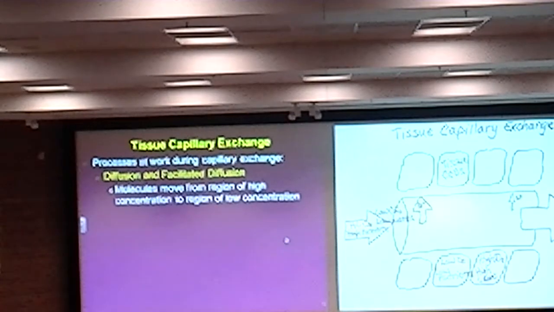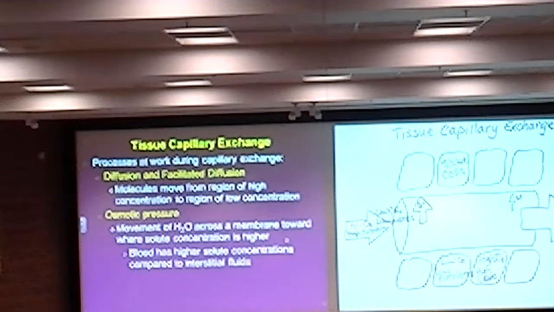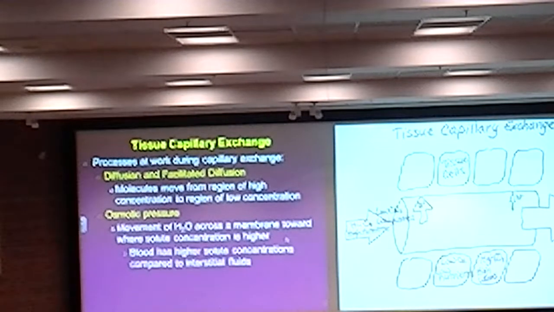Another force that can move things across membranes is osmosis. In fact, osmosis can almost work like a force or a pressure, causing water to move across membranes. And remember that water is going to move toward the side of the membrane where there's higher solute concentrations. In this case, blood has a lot of solutes dissolved in it, so the blood is going to be where we have higher solute concentrations.